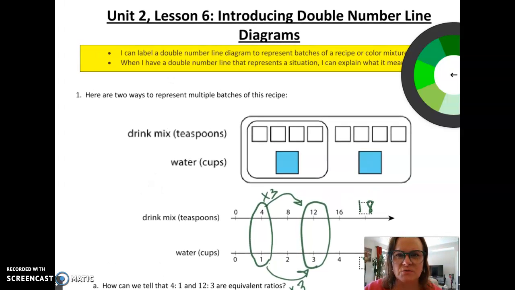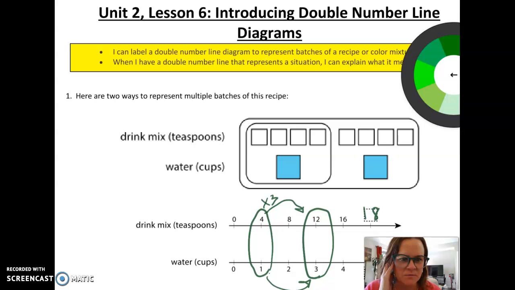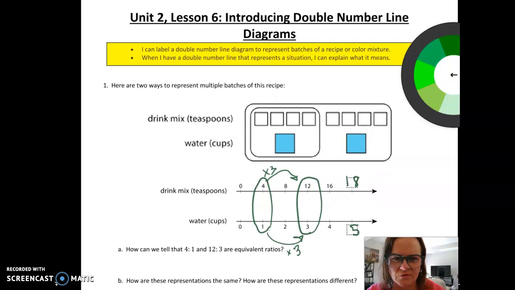I'm going to talk about Unit 2, Lesson 6. In this lesson, we are introducing double number lines, so you'll notice that it's shorter than the other lessons. Instead of there being 5 practice problems, in this one there are only 3. So we're just looking at really the structure of a double number line and how we would use this tool to answer and help us solve ratio problems.